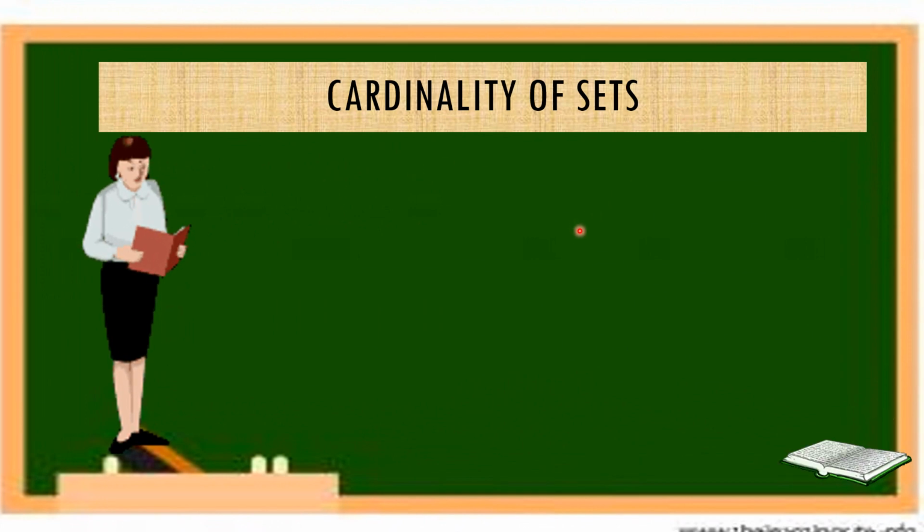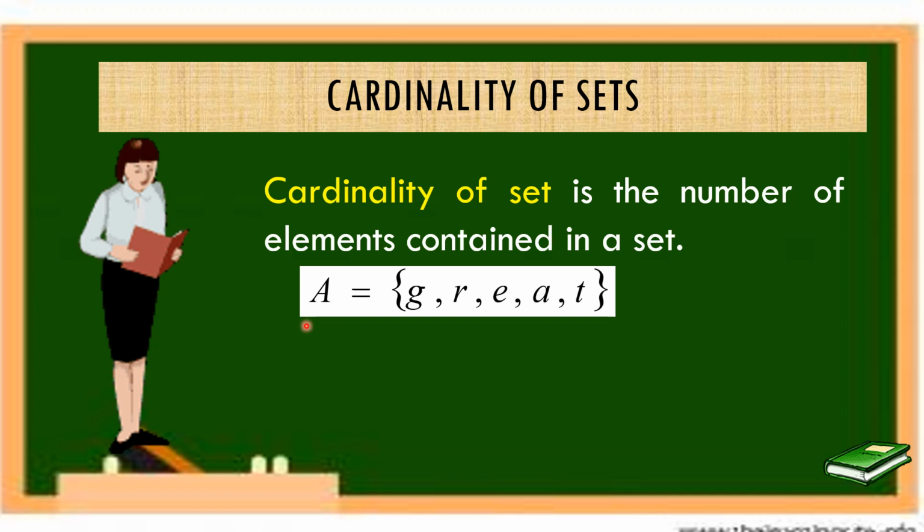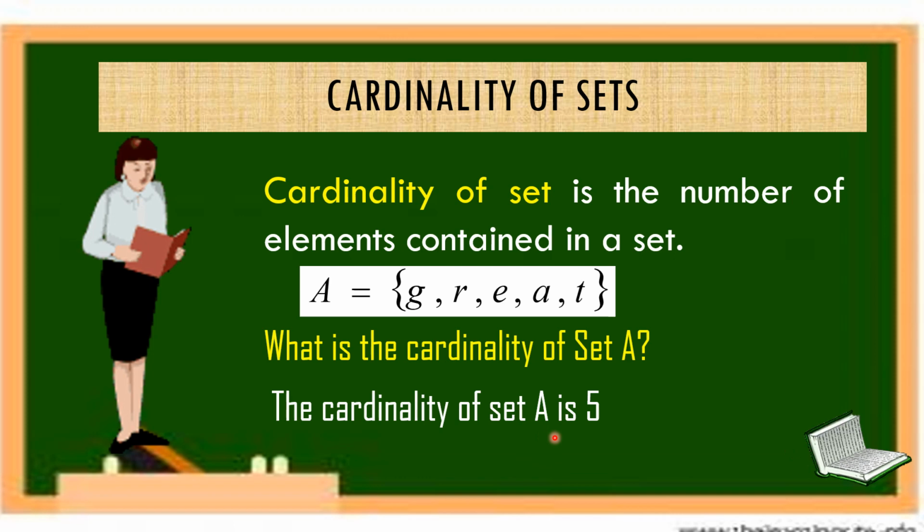Cardinality of set. Cardinality of set is the number of elements contained in a set. We have set A, whose elements are G, R, E, A, and T. What is the cardinality of set A? The cardinality of set A is 5 because we have G, R, E, A, and T. We have 5 elements.